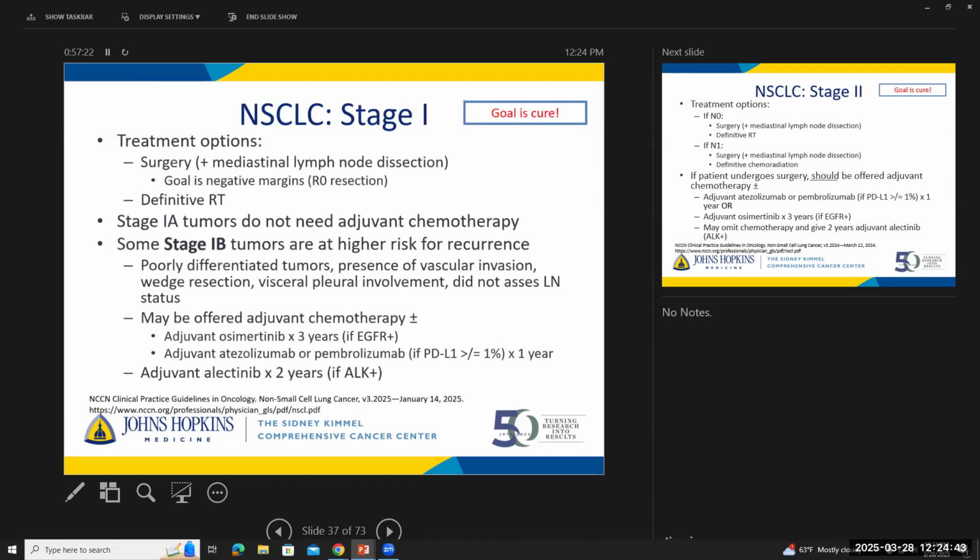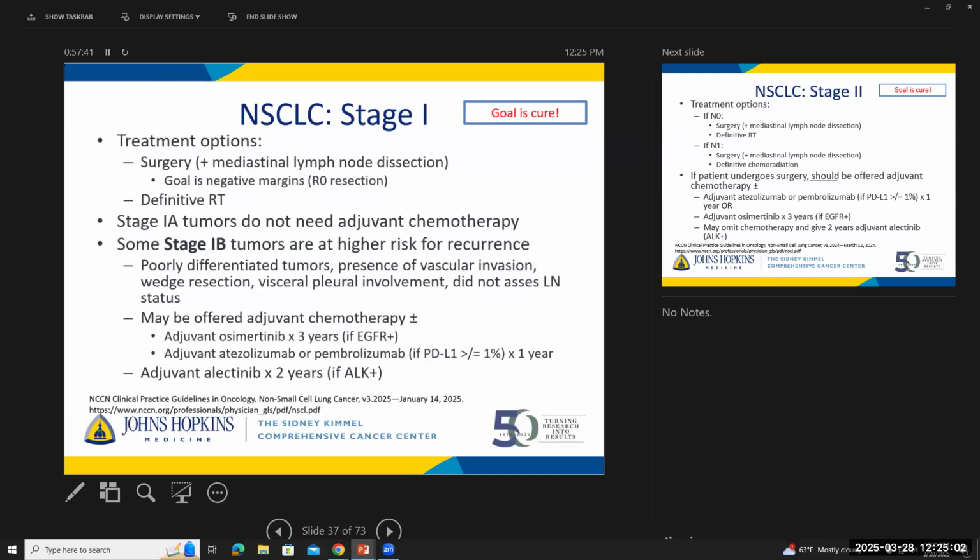Okay. The theme here was stage 1. These are our very isolated tumors with no lymph node involvement. We can cure these patients, okay? So our goal of therapy is to cure. And because these are very localized cancers, we can surgically resect them. So our go-to is going to be surgery.